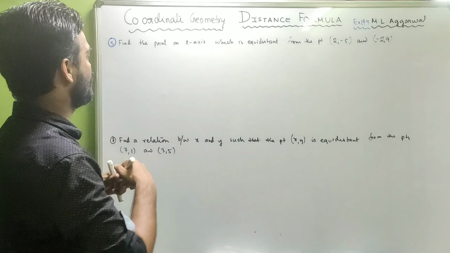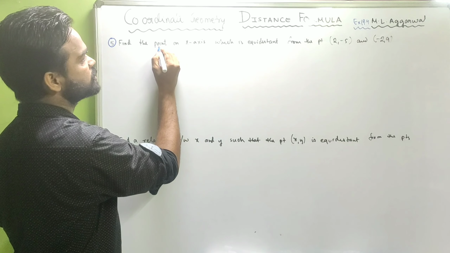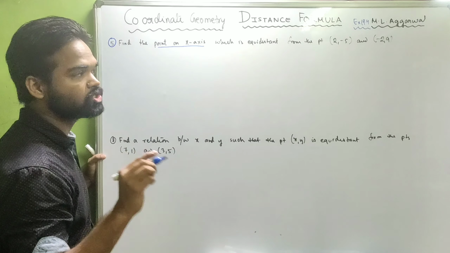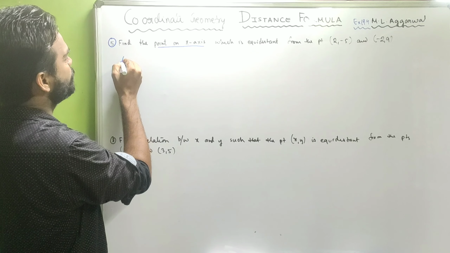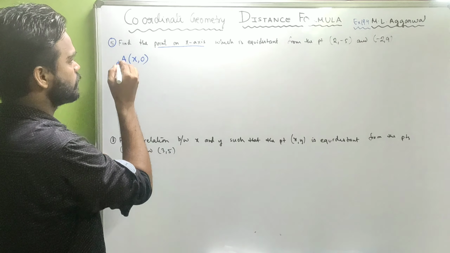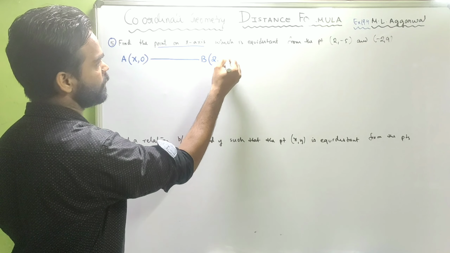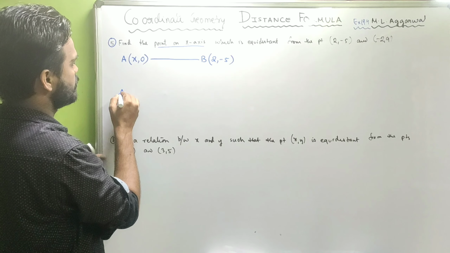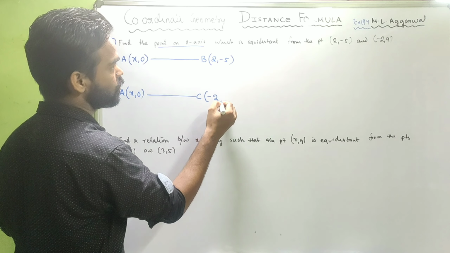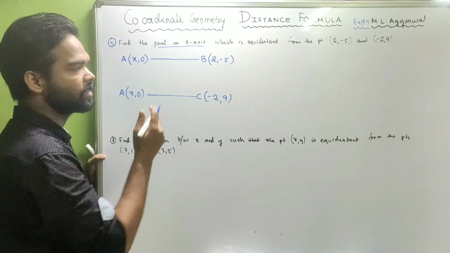Now let us see the next sum. Now look at sum number 5. Very interesting. Find the point on the x-axis which is equidistant from the points (2, -5) and (-2, 9), which means let the point on the x-axis be, suppose, (x, 0). Now this point A is equidistant from B, suppose (2, -5), and another point C (-2, 9), the distances are the same, which means AB and AC are the same. Find AB.